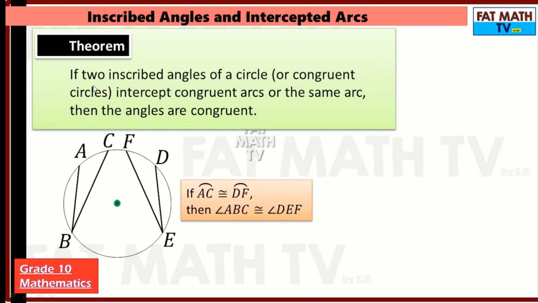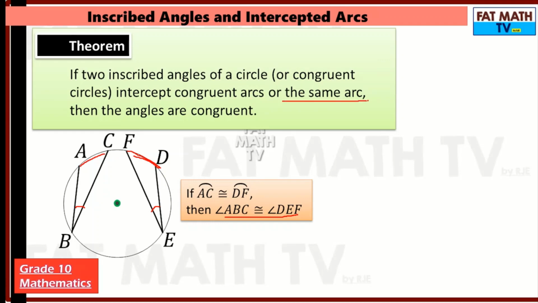Let us have the first example here. We have two inscribed angles that intercept congruent arcs. If these two arcs AC and FD are congruent, then angle B and angle E are also congruent. So this is for congruent arcs.